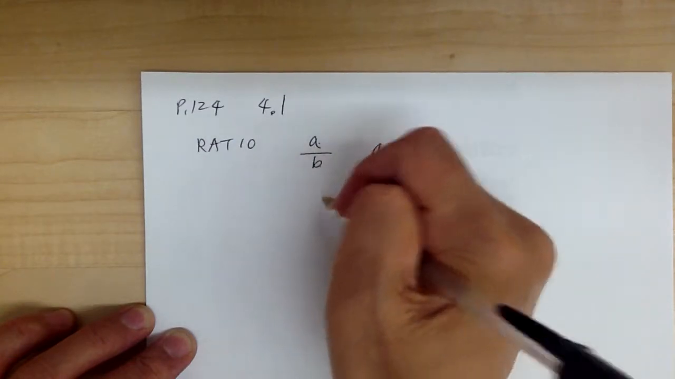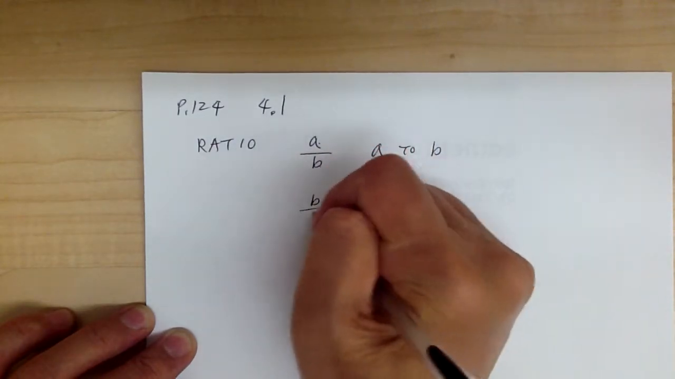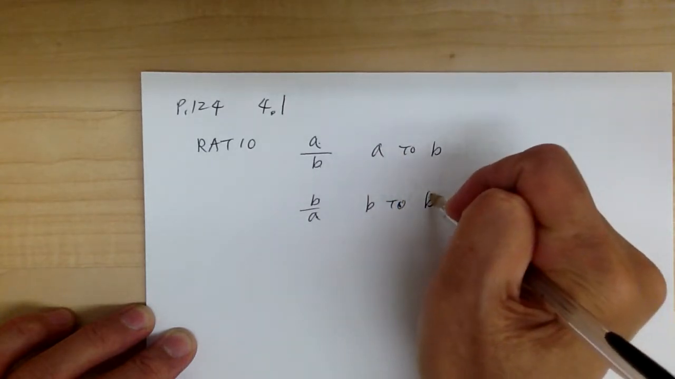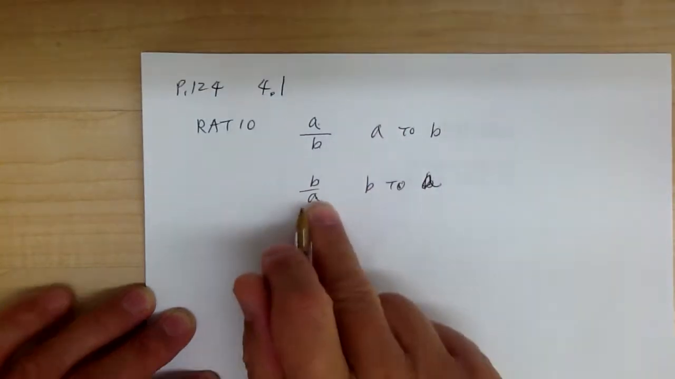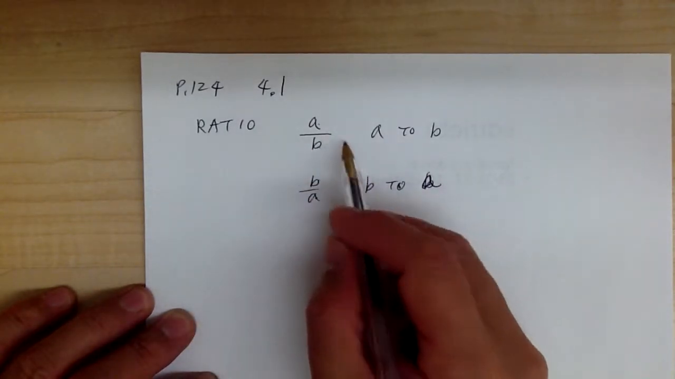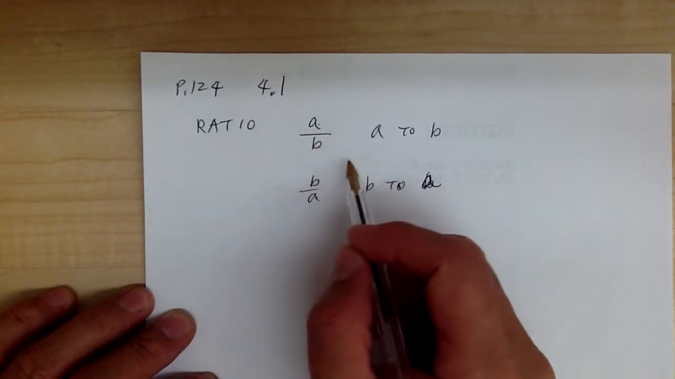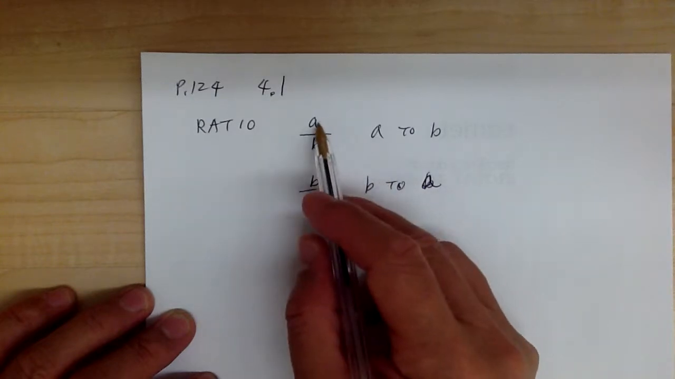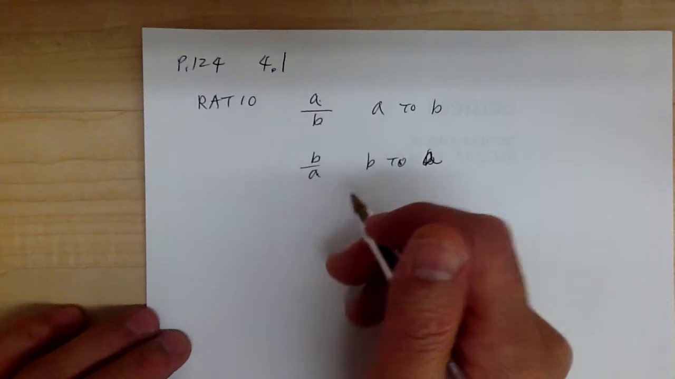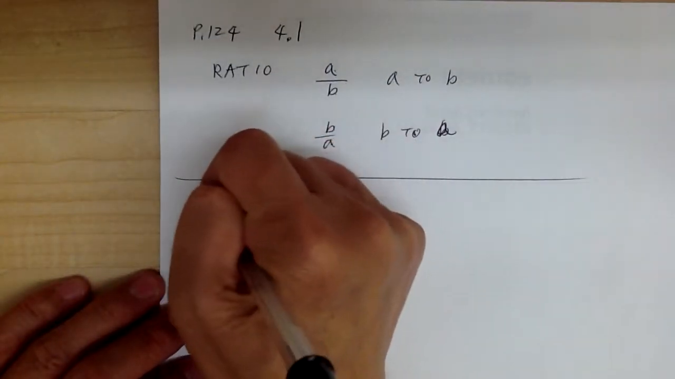Now, if you write it this way, this is B to A. So you have to watch the B to A. You have to watch the order of which way you write. So again, ratio is comparing two like things and written in a fractional form. So let's go over some examples.